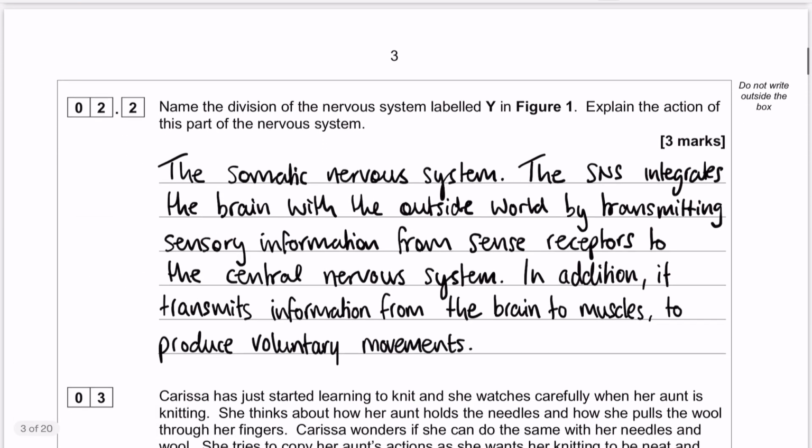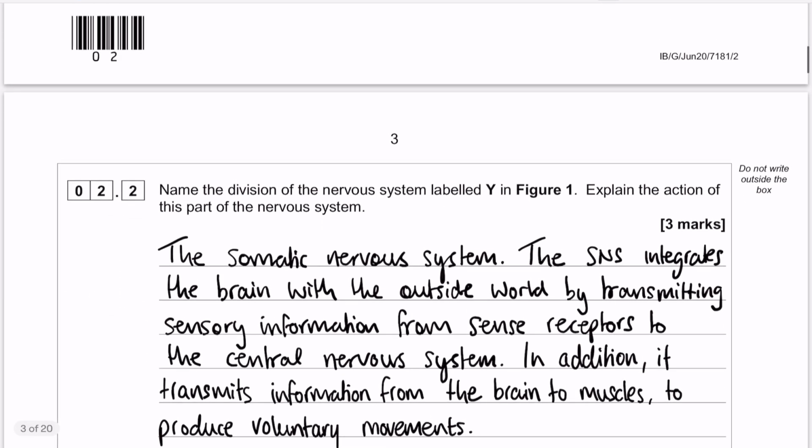Name the division labeled in Y and explain the action of this part of the nervous system. So this is a 3 marker, okay, and so we're looking at 1 mark for identifying the correct division and then a further 2 marks for explaining what that division does. Okay, so we have the somatic nervous system is the one in question, so that's a mark right there, and then I'm looking for 2 pieces of information for 2 extra marks.